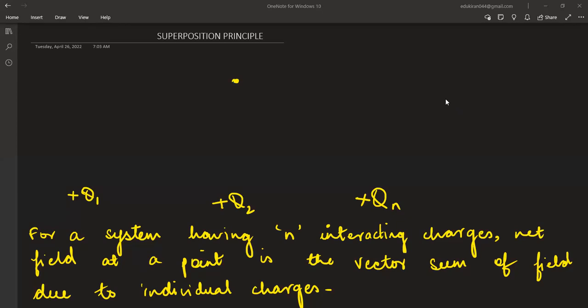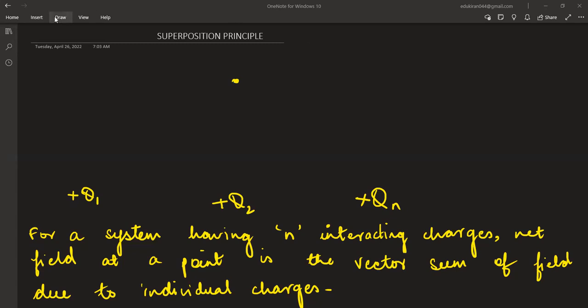3, it can be 4, 5, 6, 7, nth number of charges. Now, how will you find out the electric field? Yesterday, all the questions which we did had plus Q given at a point, and you had to calculate, right? Easy. But now if so many charges are there, how will you find out?